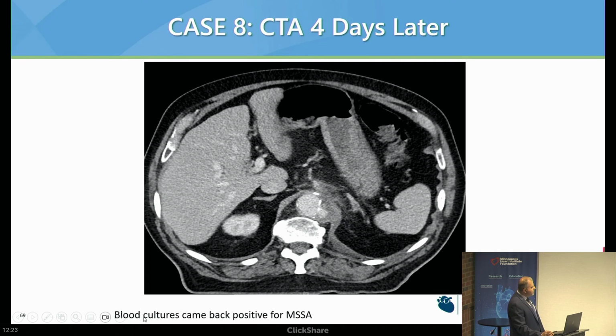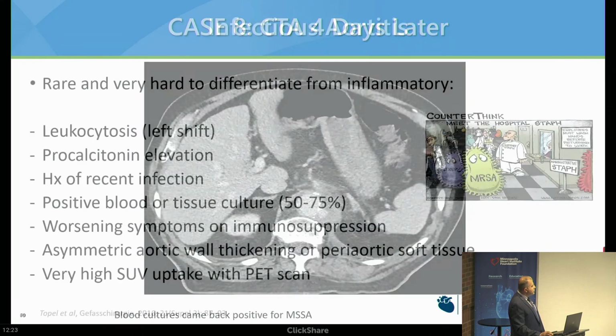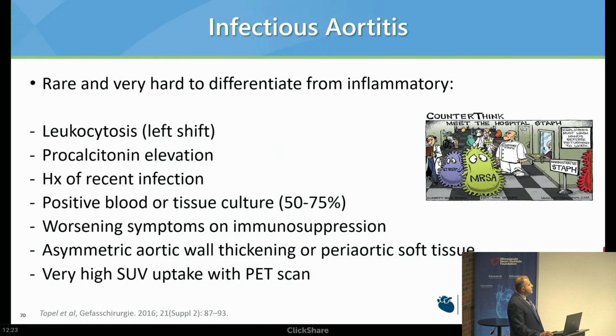And now blood cultures came back positive for MSSA. So this is an infectious aortitis. That was a lesson learned: although the patient was on antibiotics anyway, unfortunately the patient didn't make it. So infectious aortitis is a really bad diagnosis. Patients usually present with leukocytosis, which the other diseases rarely do.